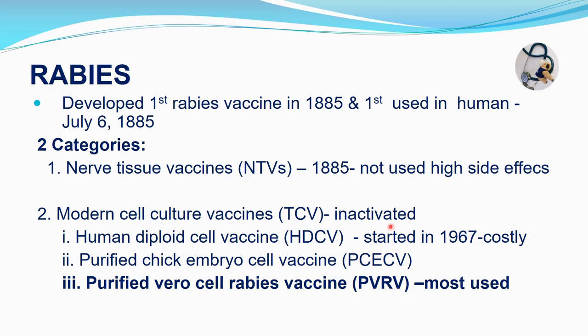These are inactivated vaccines and are being used. There are 3 types. Human diploid cell vaccine, which was started in 1967, is costly, so usually not available in many places. Then purified chick embryo cell vaccine and purified Vero rabies vaccine. These 2 are mostly used, and the most commonly used is purified Vero rabies vaccine.